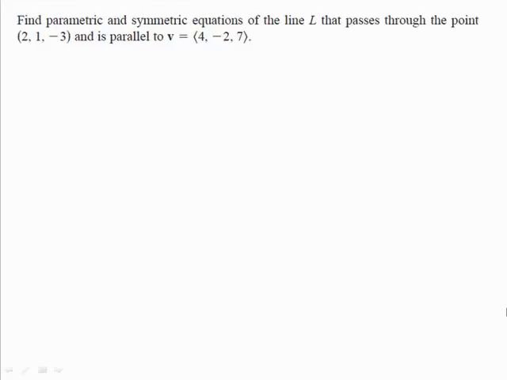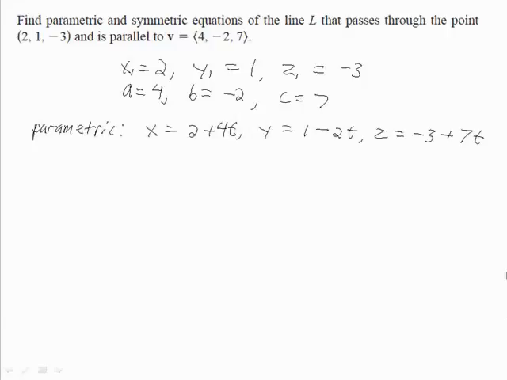Find parametric and symmetric equations of the line L that passes through the point (2, 1, negative 3) and is parallel to v, the vector 4, negative 2, 7. To find a set of parametric equations of the line, use the coordinates x sub 1 is equal to 2, y sub 1 is equal to 1, and z sub 1 is equal to negative 3, and direction numbers a is equal to 4, b is equal to negative 2, and c is equal to 7. The set of parametric equations is x is equal to 2 plus 4t, y is equal to 1 minus 2t, and z is equal to negative 3 plus 7t.